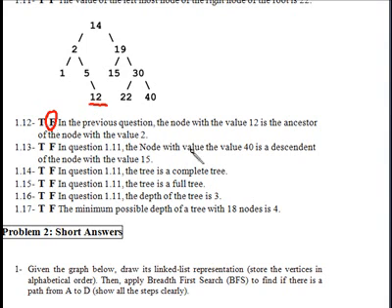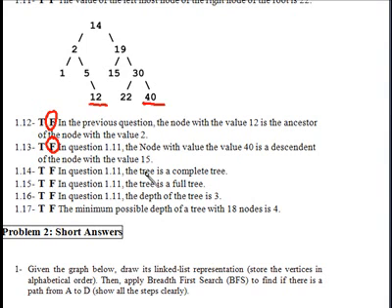In the question, the node with value 40 is the descendant of the node with value 15. Actually, 40 is a descendant of 30, is a descendant of 19, is a descendant of 14, but it's not a descendant of 15. So this is also false.